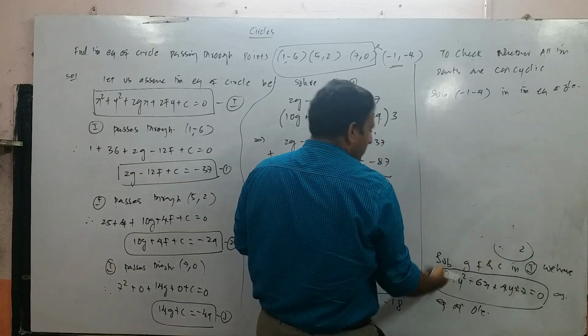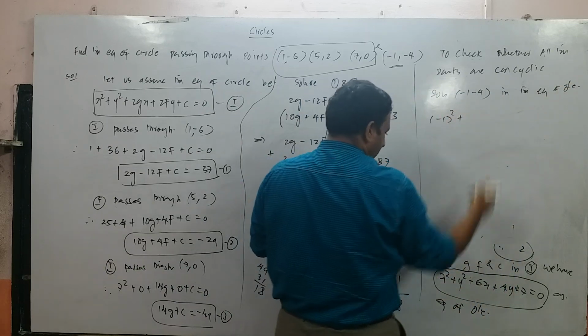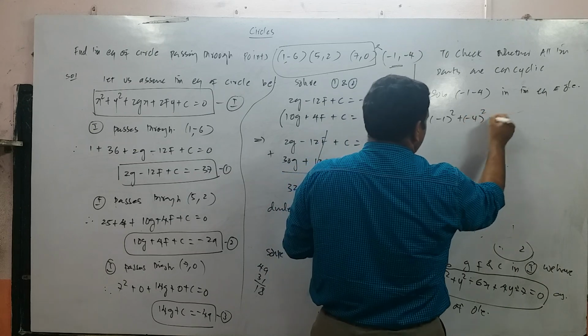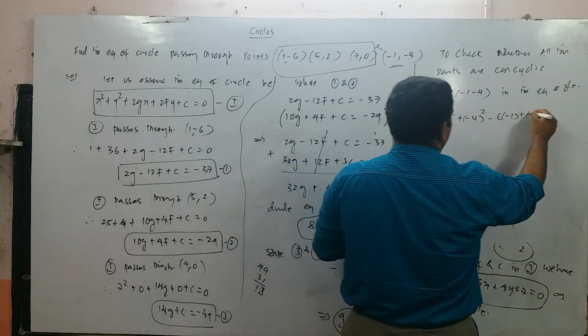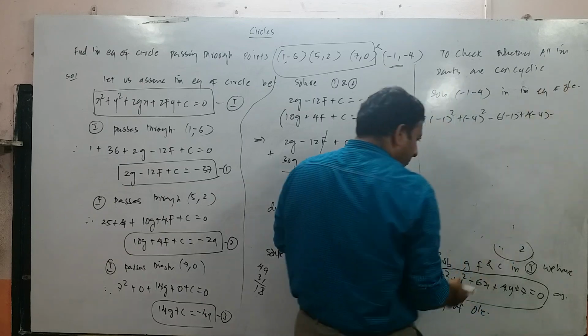So what am I going to do? -1 whole square plus -4 whole square minus 6 into -1 plus 4 into -4 minus 7.